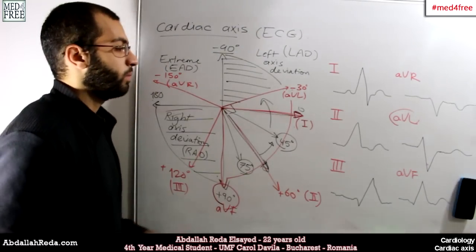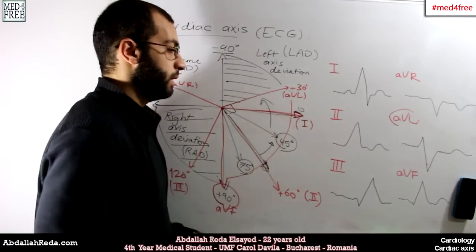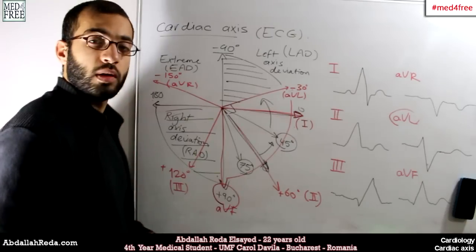Next time we're going to talk about the components of the ECG readings, P wave, the QRS complex, the T wave, and so on and so forth.